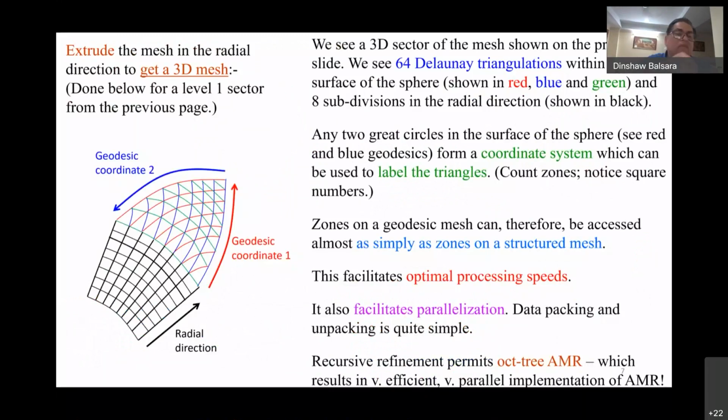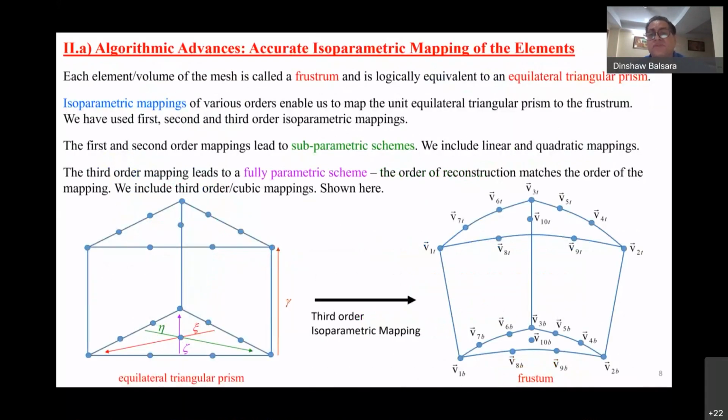You just take this two-dimensional mesh and extrude it further in the outward radial direction. So you put many zones in the radial direction, and that gives you a three-dimensional mesh that completely covers a sphere in the most beautiful way possible. And then you're ready to do your simulations.